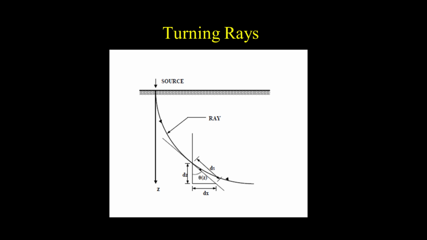Let's briefly talk about turning rays. In the above derivations, we assumed that there is a reflecting layer at depth z equals h to return the ray to the surface. Actually, it is also possible for a ray to return to the surface without hitting a reflecting interface, that is, turning rays. From this figure, we can see that at a certain depth, z0, the ray starts traveling horizontally and eventually turns back.